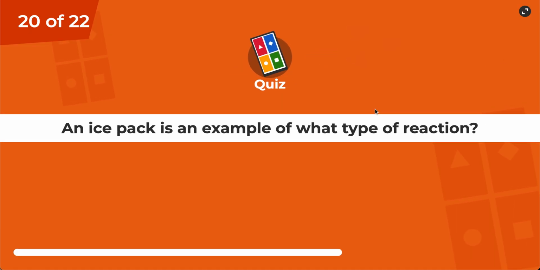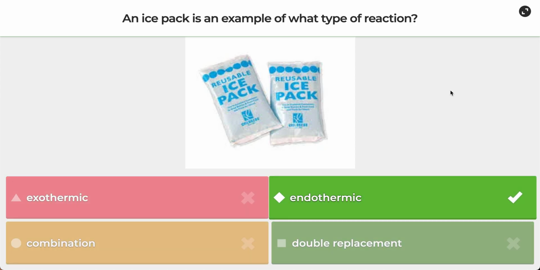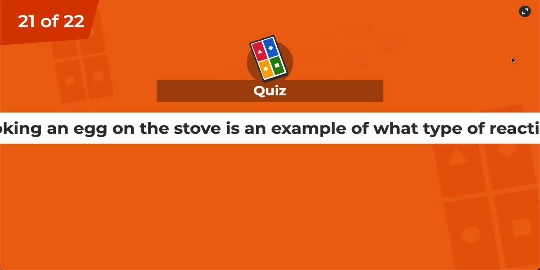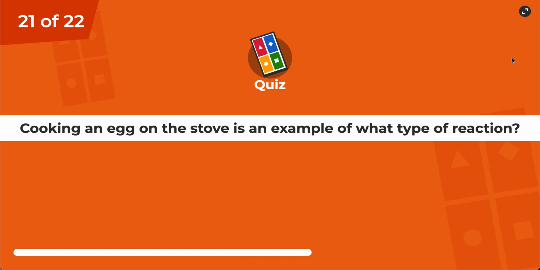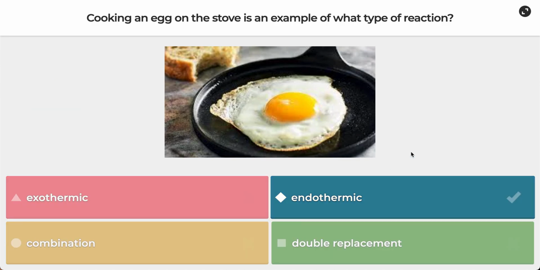An ice pack is an example of what type of reaction. So one of these ice packs, you crush it and you feel it, and it feels cold to the touch. That means it's pulling energy in. It is endothermic. Cooking an egg on a stove is an example of what type of reaction? Well, the egg itself is taking energy in from the stove, meaning that it is an endothermic reaction.